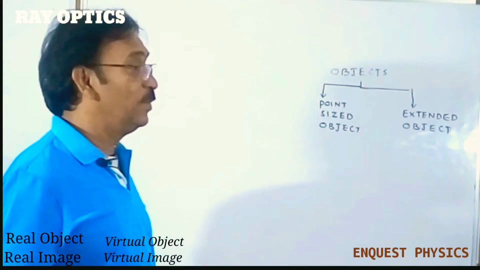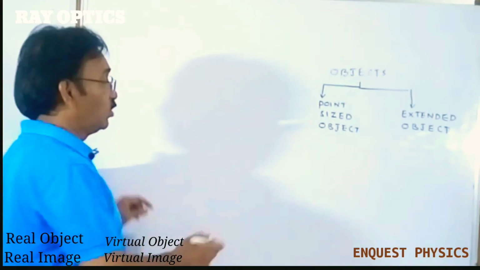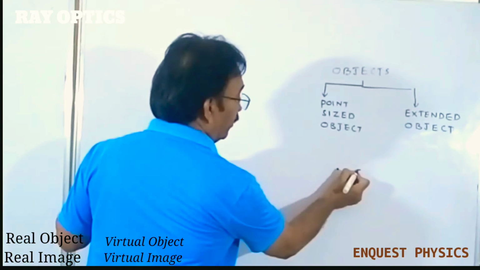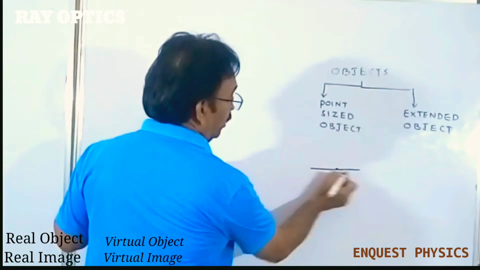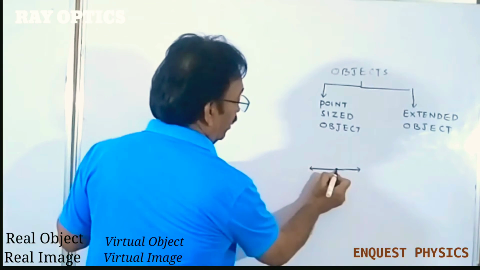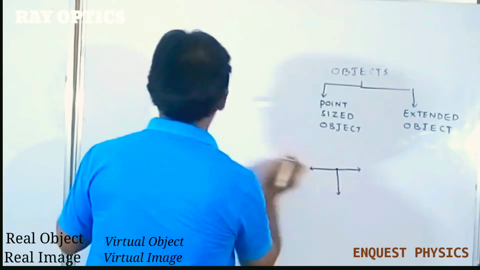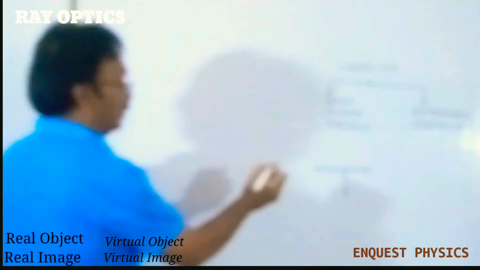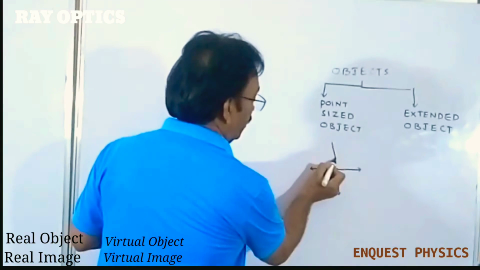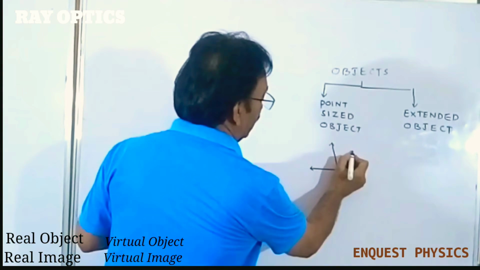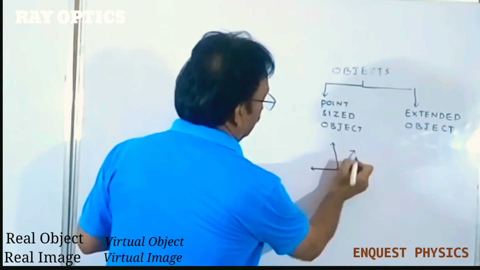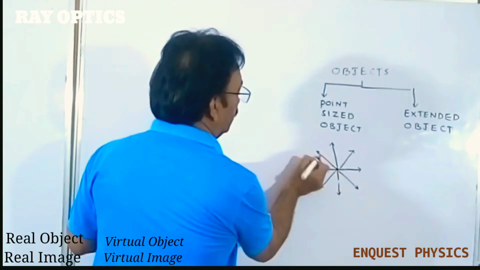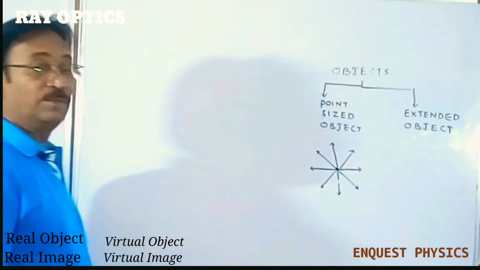Point-sized means what? Its dimensions are very small. It is the point from where the rays are emanating like this. Rays are emanating like this, that means rays are going on. It is the point-sized object.